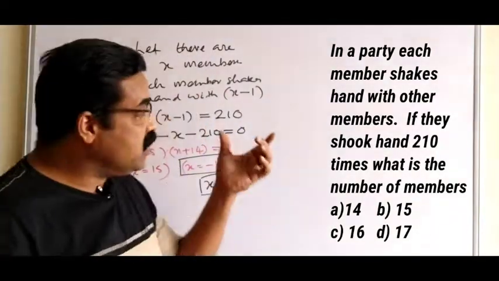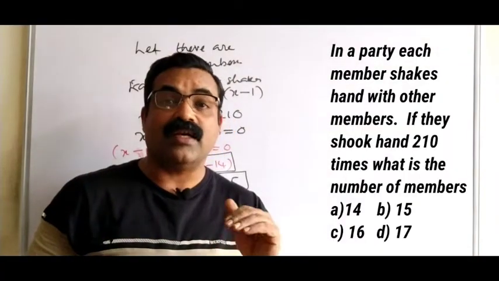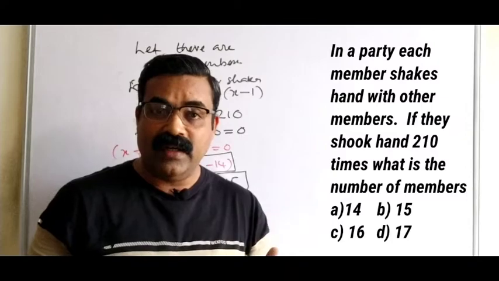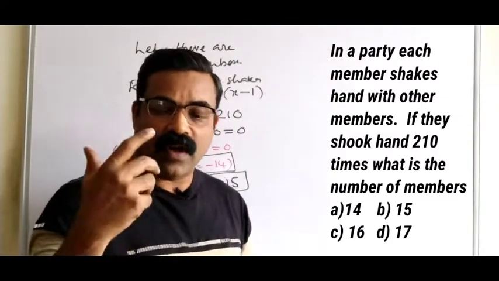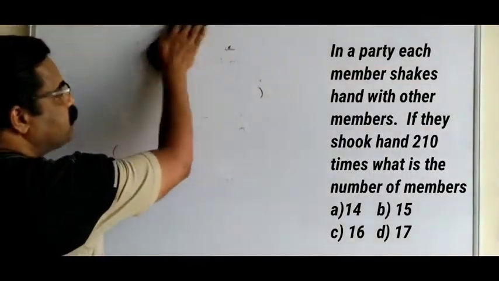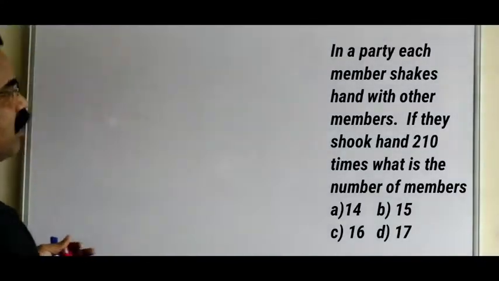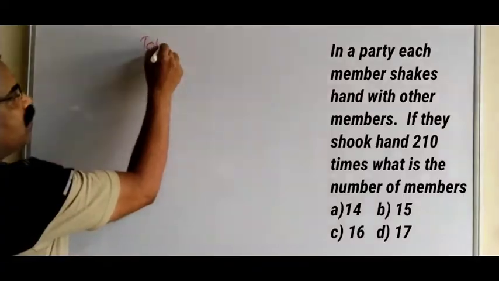But if you solve this way, definitely you will get the answer, but it consumes a lot of time. So for competitive exams, what we need is a shortcut method for this type of question. So let us see what the shortcut method is. Let us write some square numbers. See, here the total handshakes is given to you.